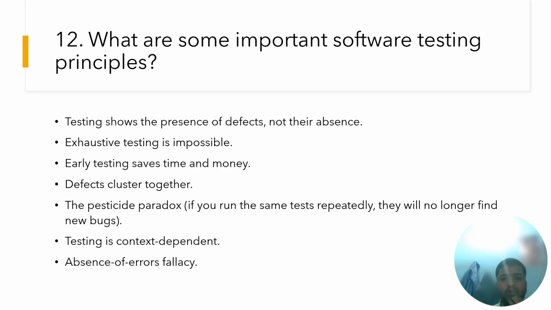What are some important software testing principles? Testing shows the presence of defects, not their absence. Exhaustive testing is impossible. Early testing saves time and money. Defects cluster together. The pesticide paradox: if you run the same tests repeatedly, they will no longer find new bugs. Testing is context dependent. Absence of errors is a fallacy.